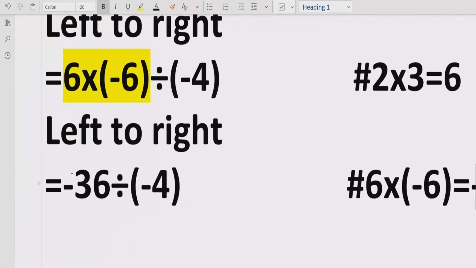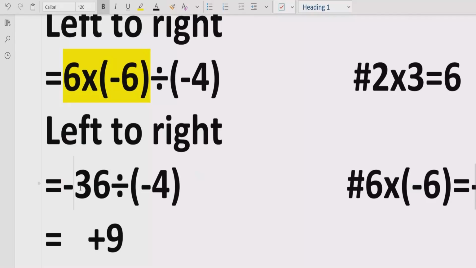Now move forward. We have two terms now, and between them a division sign. So first of all, we have to divide these two terms, 36 divided by 4, which becomes 9. And here we have the minus sign, and in the denominator we also have the minus sign. So this minus will cancel with this minus. So the answer will be positive. So it becomes plus 9.